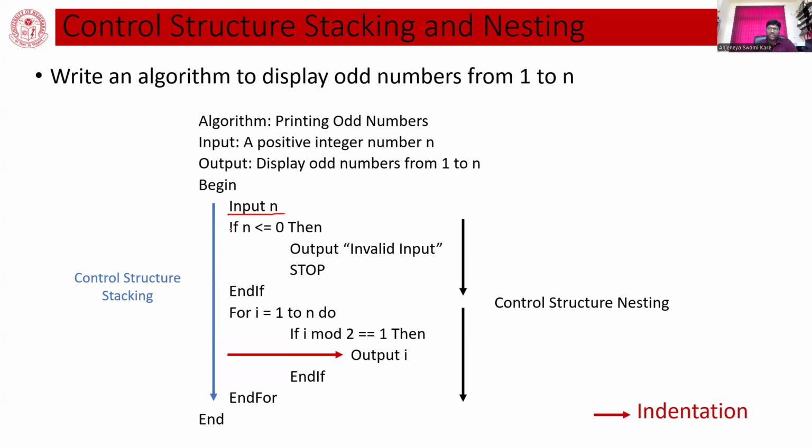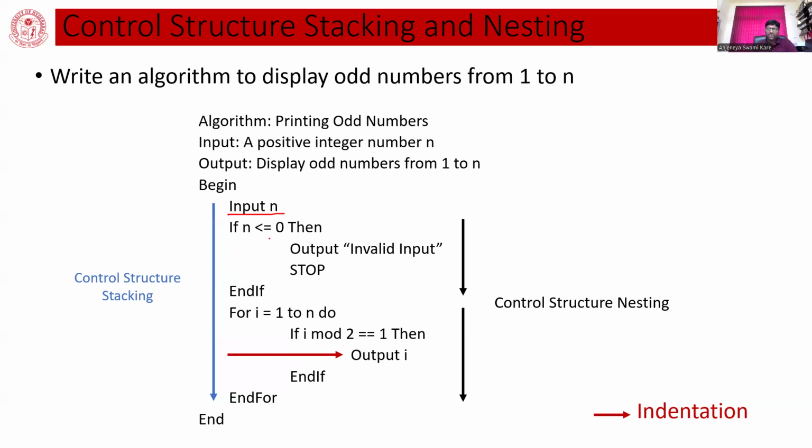So you see, in the earlier case this construct was missing. The takeaway from this algorithm is that it's always a good practice to validate the input which the user enters. Then if the input is invalid, you stop the algorithm immediately. Otherwise, you execute the algorithm.